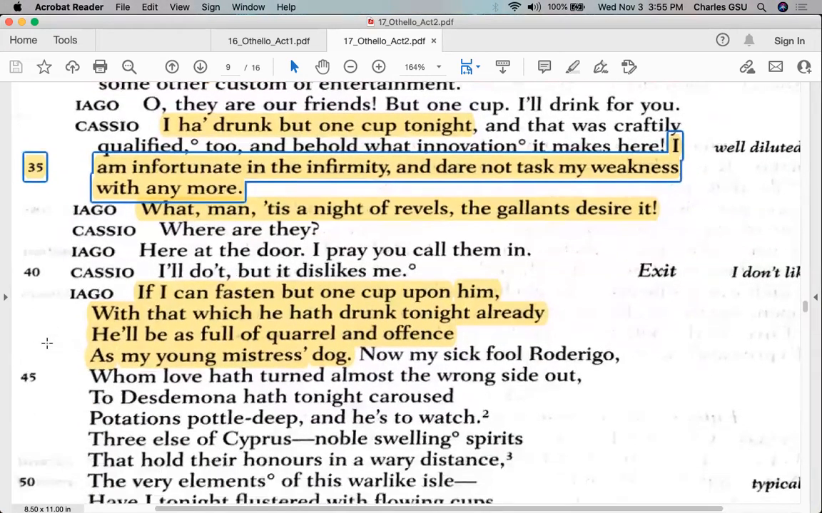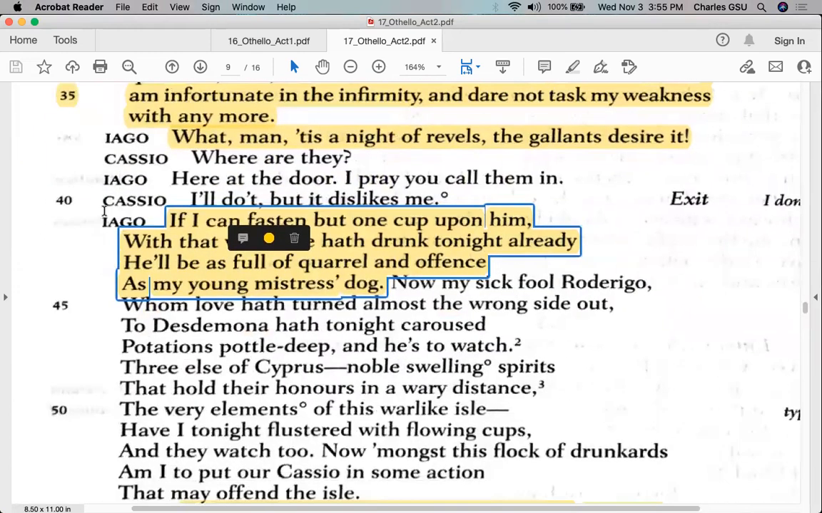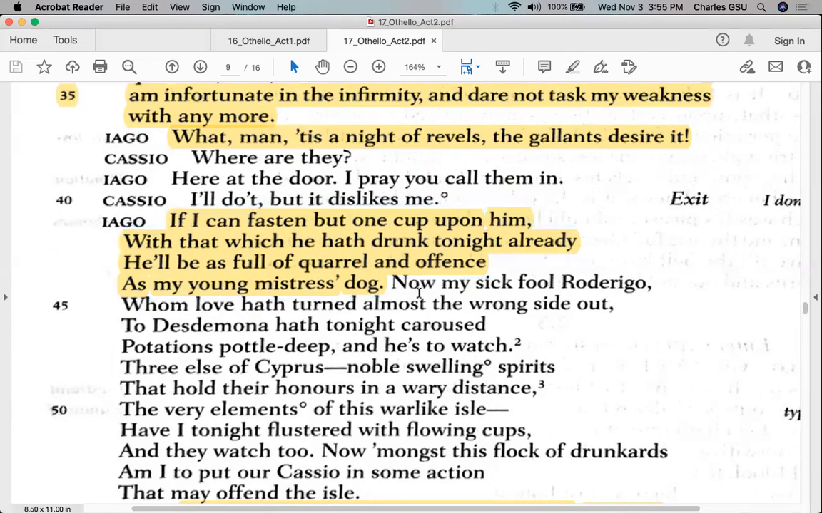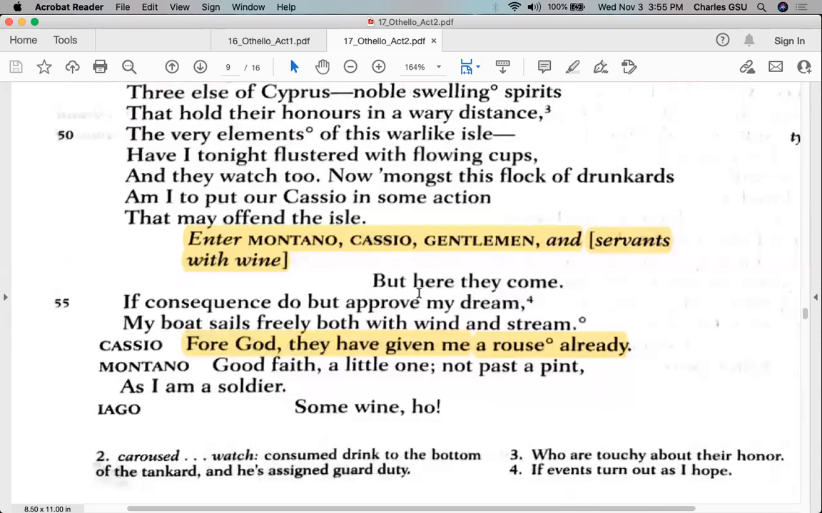Having been in the military, I can vouch that one of the manifestations of demonstrating your machismo, hanging with the guys, is how much you can drink, and remain relatively rational and sober. Iago says, if I can but fasten 1 cup on him, with that which he had drunk already tonight, he'll be as full of quarrel and offense as my young mistress' dog. In other words, he'll be quick to anger if I can just get him to drink more.